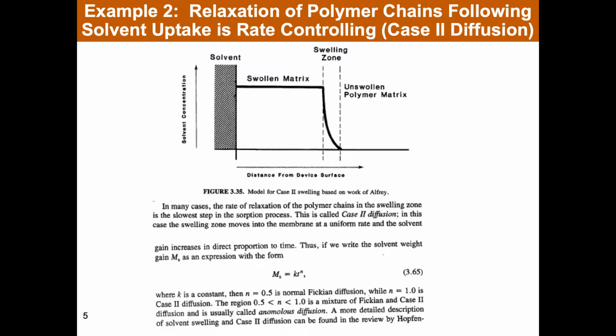And there are cases where you can have a mixture of diffusion and swelling controlled release. And in this region, N will be between 1/2 and 1. And this is often called anomalous diffusion in the literature.